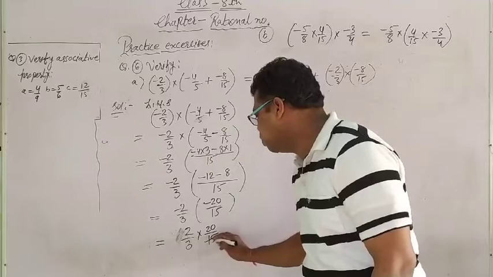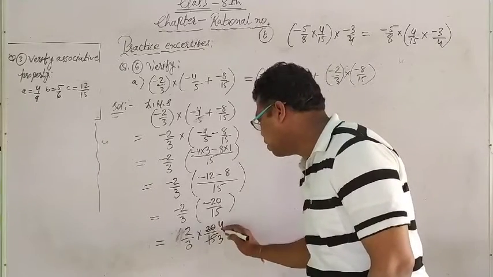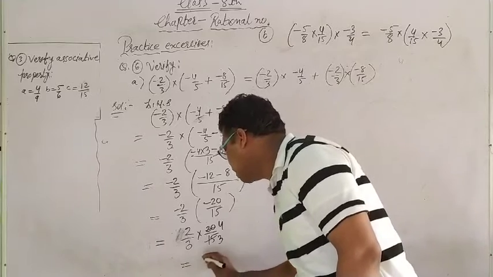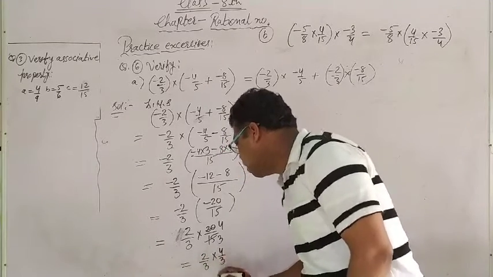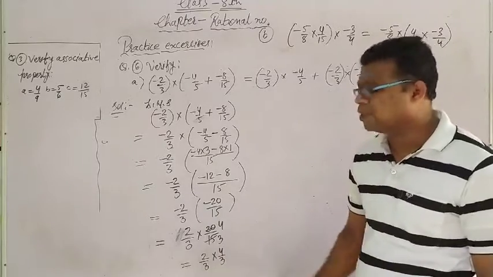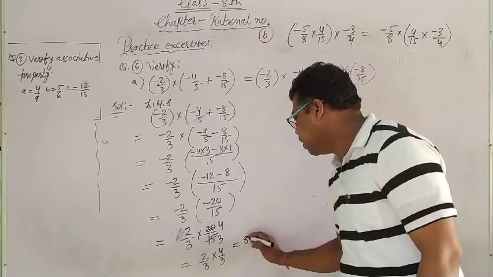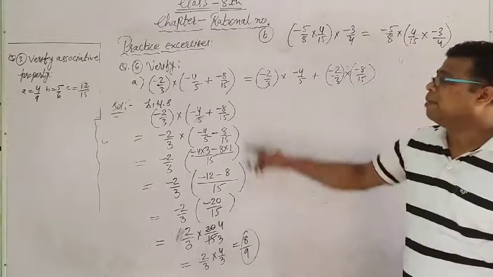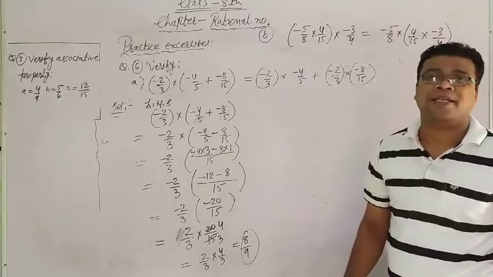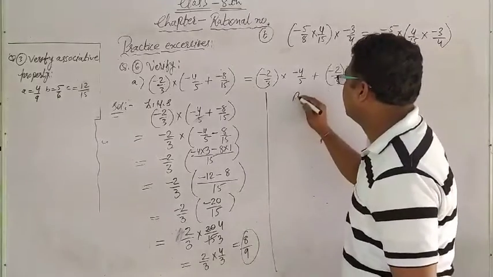This I can reduce by the table of 5. 5 3 ja, 5 4 ja. And after that I am getting 2 upon 3 into 4 upon 3. Can I further solve? No. So direct multiply, 2 4 ja 8, 3 3 ja 9. I am getting 8 upon 9 by solving the left hand side. Right now we have to solve this right hand side.